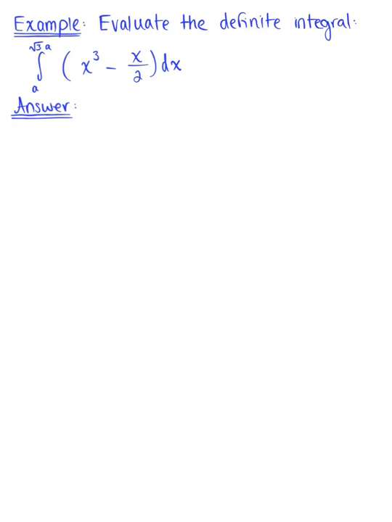Evaluate the definite integral. And here we have the definite integral from a to the square root of 3 times a of x cubed minus x divided by 2 dx. So this is all set up for us. Don't be intimidated by these weird bounds. Everything is going to be exactly as it was before.